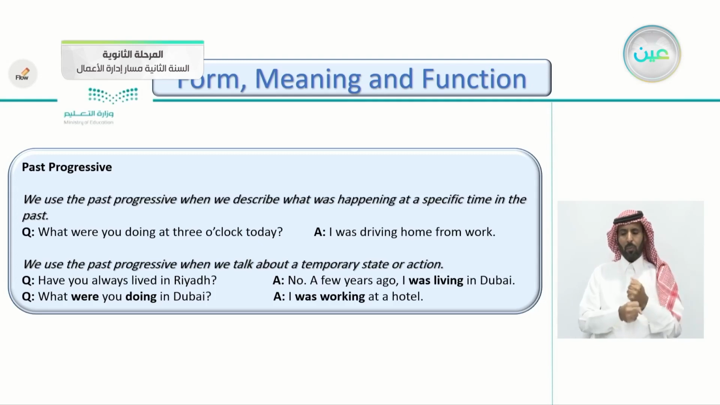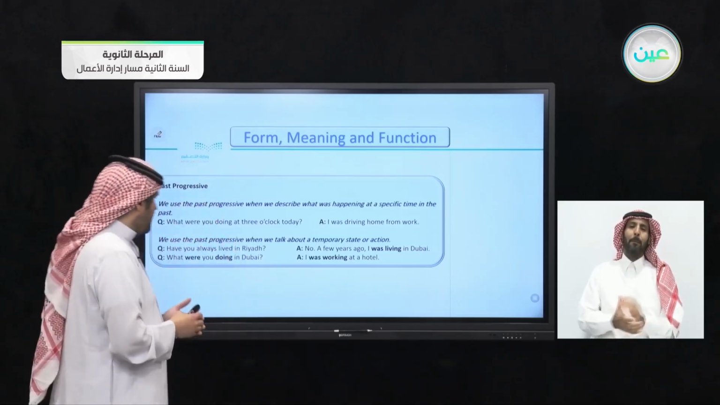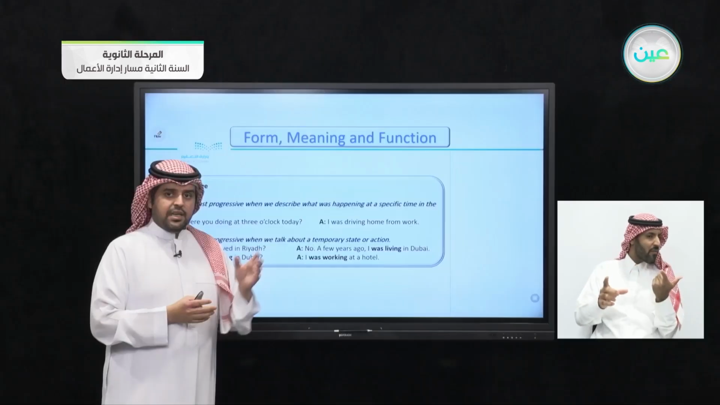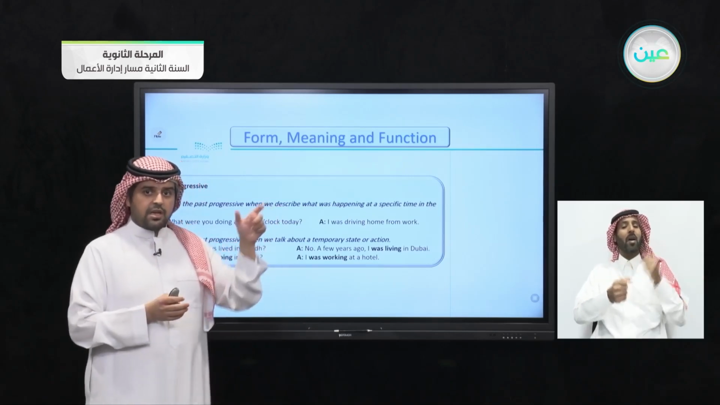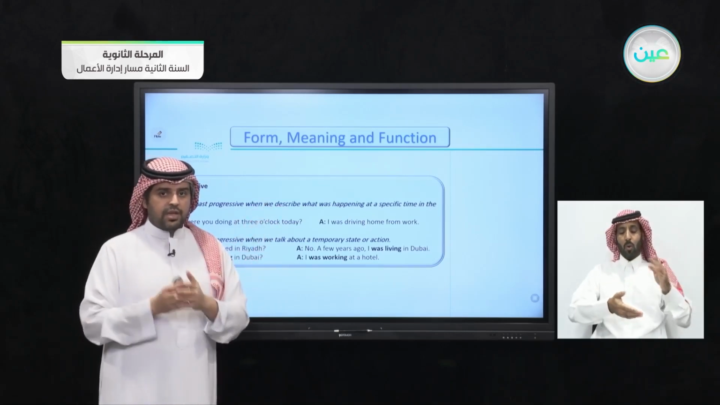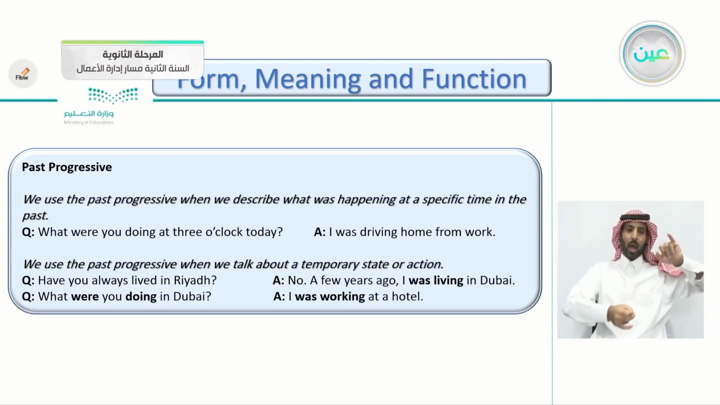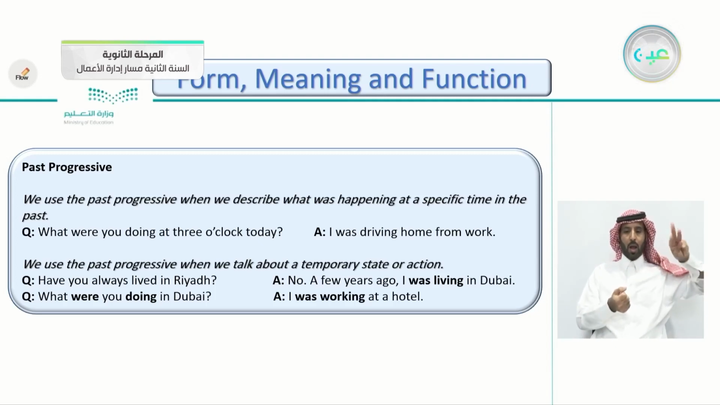So you are describing what you were doing in the past, what was in progress at a specific time in the past. We use the past progressive when we talk about a temporary state or an action. Of course, the form of the past progressive is the past tense of the verb to be, which is was or were. Then we put the verb with the ing. You can see here, I was driving. This is the past progressive. Was or were, then the verb with the ing.